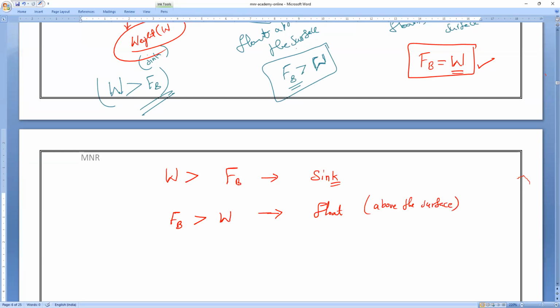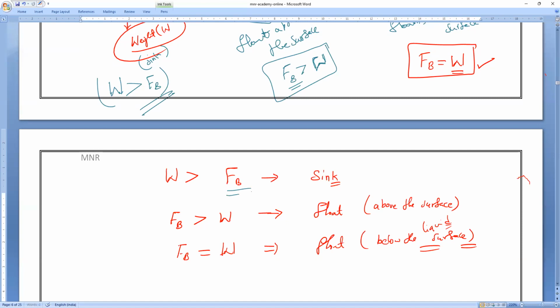Next, if the buoyancy force of the liquid is equal to the weight of the object, then the object will still float, but where, guys? Below the surface. Understanding, all of you? Along with the liquid, it will float. So it will be just below the surface of the liquid. It will float just below the liquid surface. That is what you have to remember. I hope you all understand. Anybody having any doubt, you can ask me. Are you clear, everybody? Please respond.